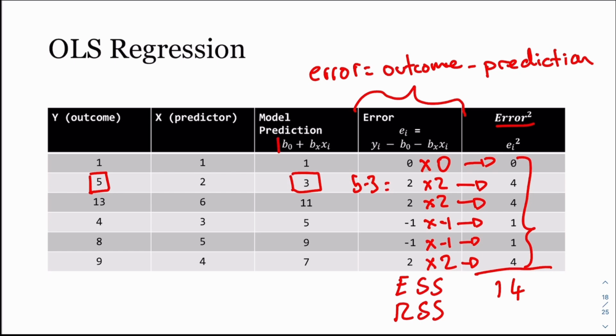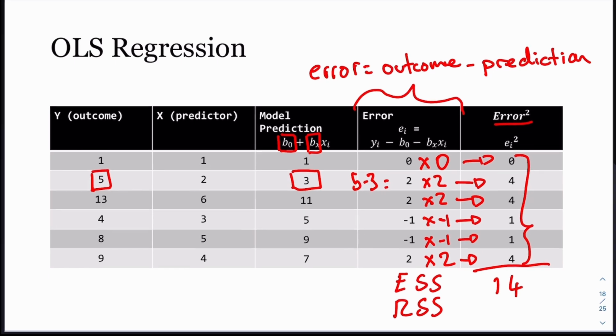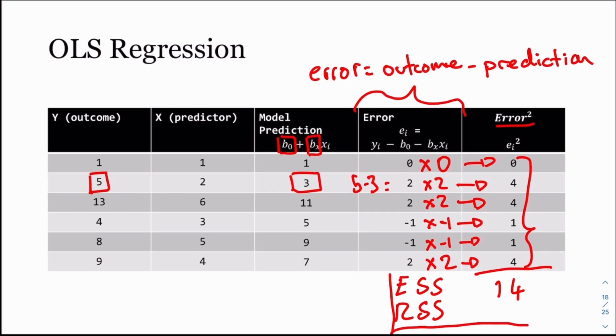Ordinary least squares finds these regression coefficients that give us model predictions that are as close as possible to the outcome. More specifically, the beta coefficients that it selects are those that minimize the error sums of squares and residual sums of squares. So when our model's predictions are closer to the outcome, we will have a smaller error term, and we'll therefore have a smaller error sums of squares in turn.